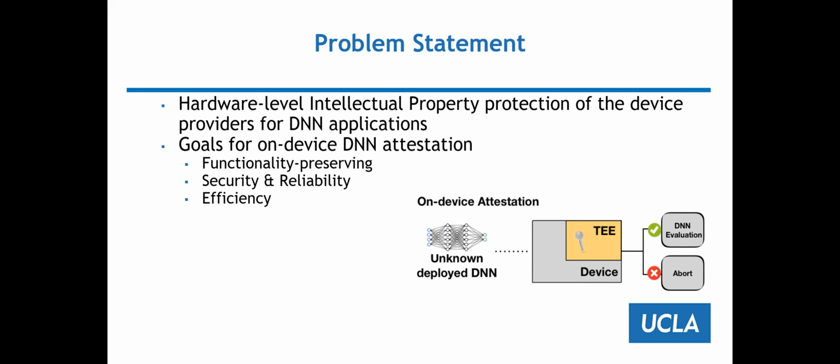On-device attestation is required to achieve the following goals: preserving the performance of the deployed DNN, providing reliable and secure attestation decisions, and low latency and power consumption to ensure applicability in real-time DNN applications and resource-constrained systems. Next slide, please.